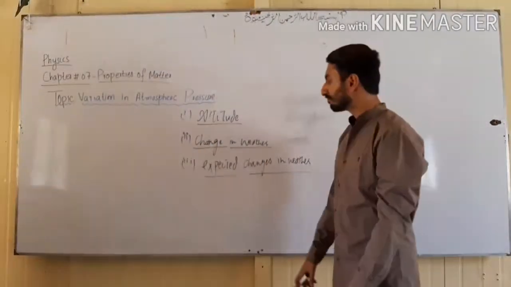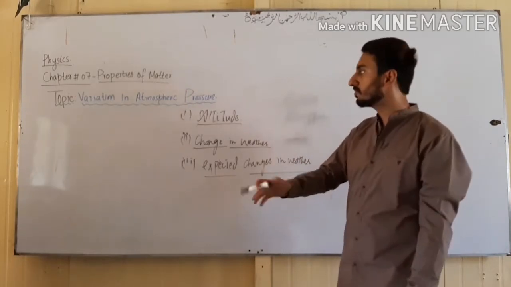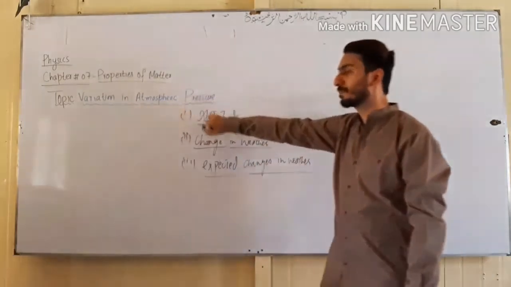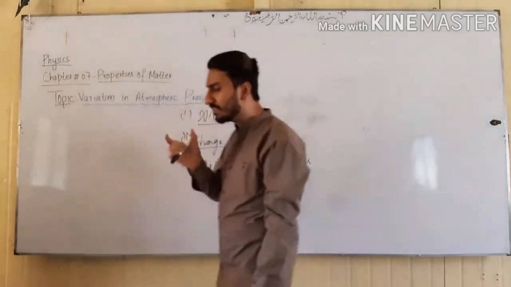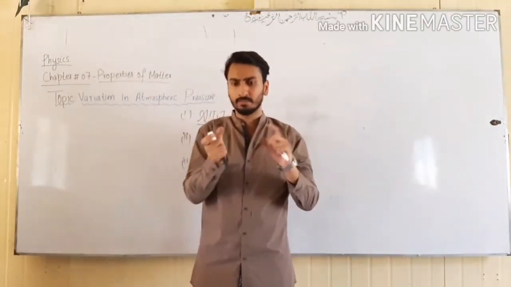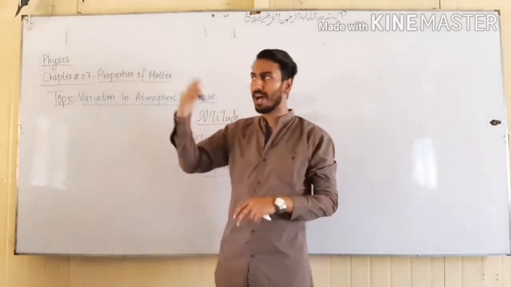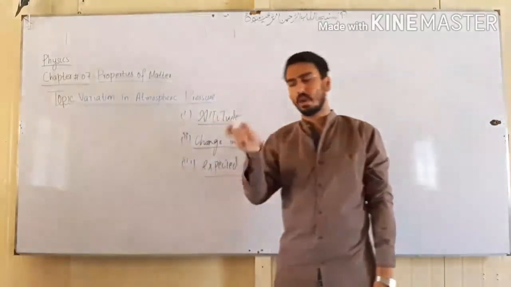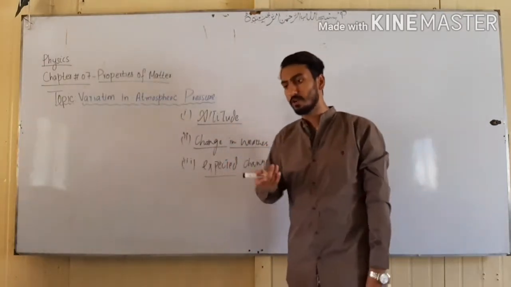So students, the third thing which we can find out with the variation in atmospheric pressure is expected changes in weather. Students, we have studied a term, from higher pressure to lower pressure. We have studied this term in almost all science subjects: chemistry, biology, and physics. Now, why do I discuss this term here, from higher pressure to low pressure?